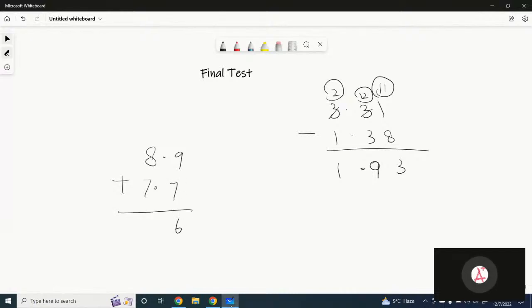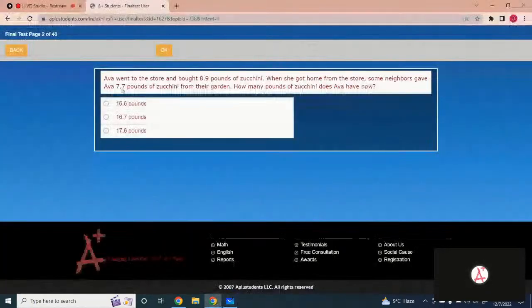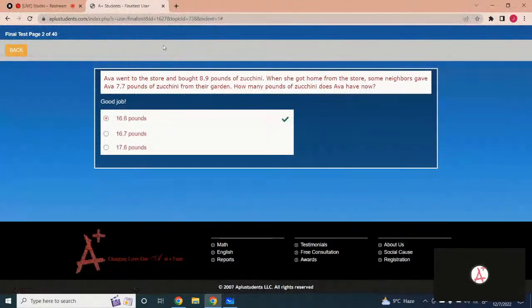9 plus 7 is 16. Write a 6 here and carry 1. 8 and 1 is 9, and 9 and 7 is again 16. So it would be 16.6. She has 16.6 pounds of zucchini in total. So select the correct option, then click on the OK button.